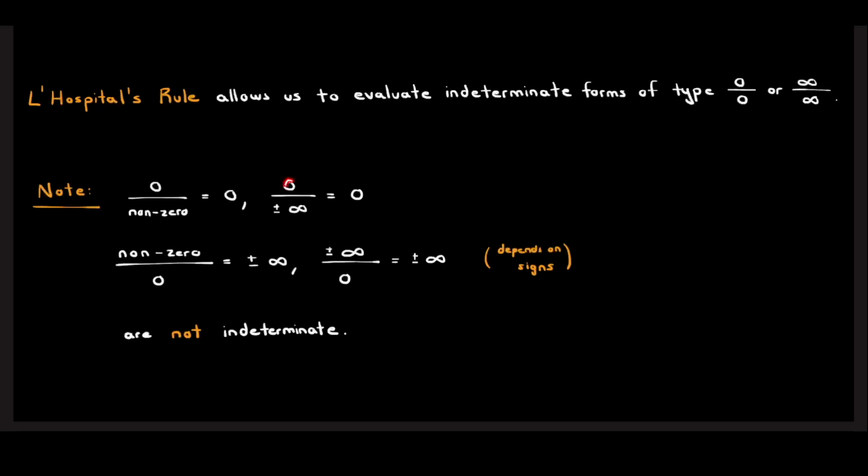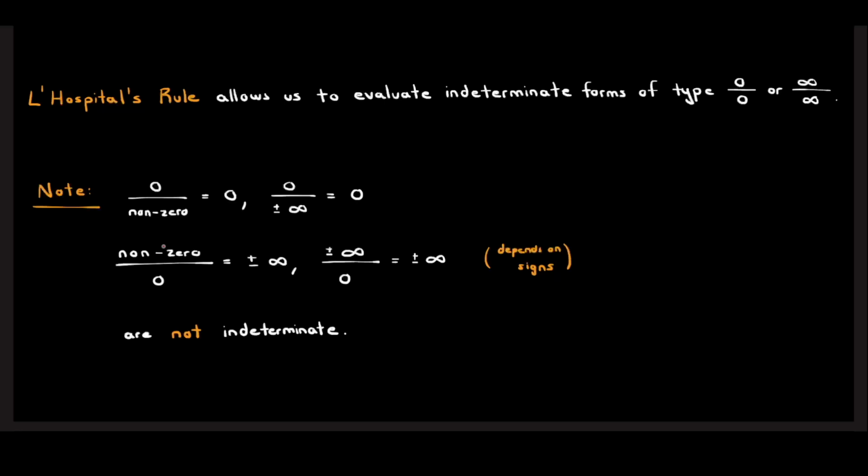Similarly, if the top is approaching 0, and the bottom is becoming very large in magnitude, approaching plus or minus infinity, then this is again not indeterminate. It's actually determinate. The answer is just going to be 0. The 0 divided by a big number is still going to be 0.